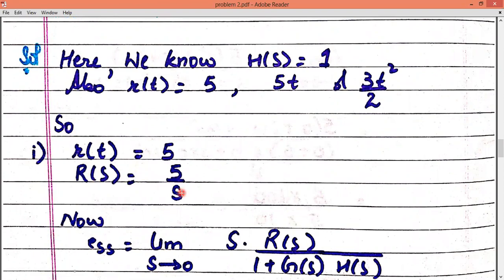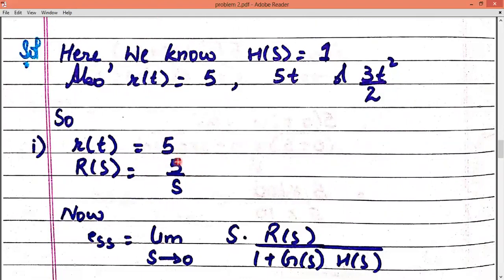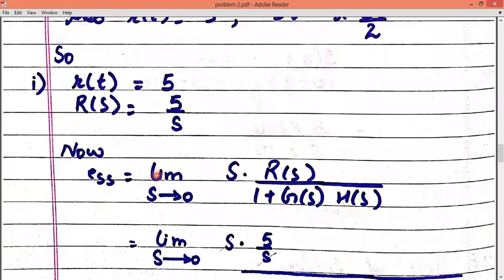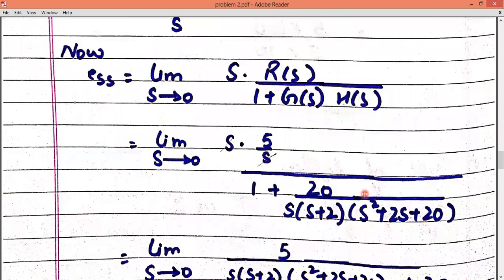We know the Laplace of 1 equals 1 by s. Here the coefficient 5 is also given, so we just wrote it like that. We need to find the steady state error. How do we represent it? Limit s tends to 0, s into E of s, our error signal. We need to put the values of R of s, G of s and H of s. See, s into R of s, we have found, 5 upon s, upon 1 plus G of s again into H of s.